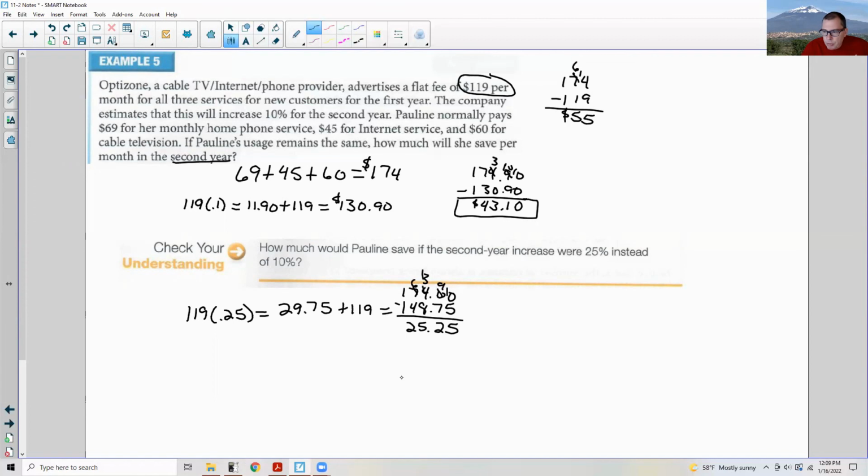She will save $25.25, even if their price goes up 25% in the second year. She's getting hosed by buying these services individually. You always should look for package deals. Okay.